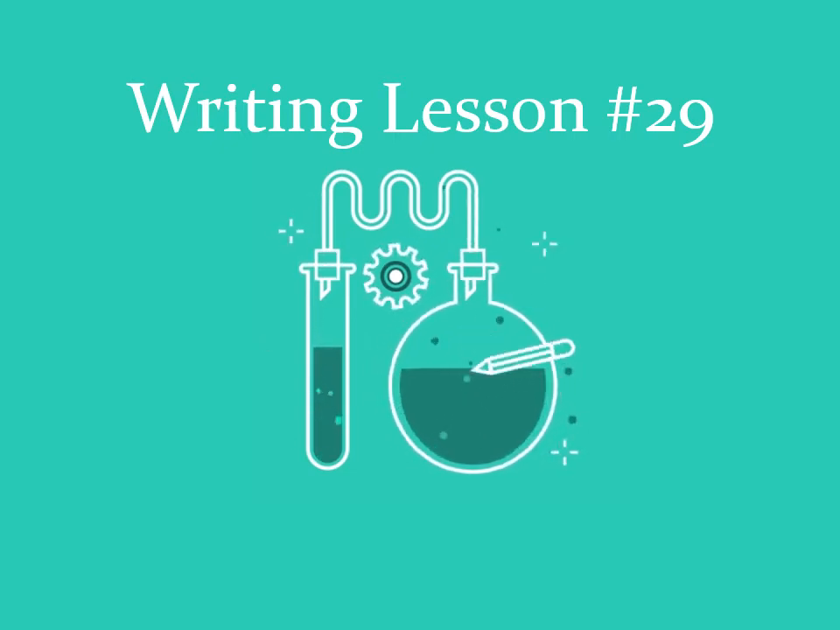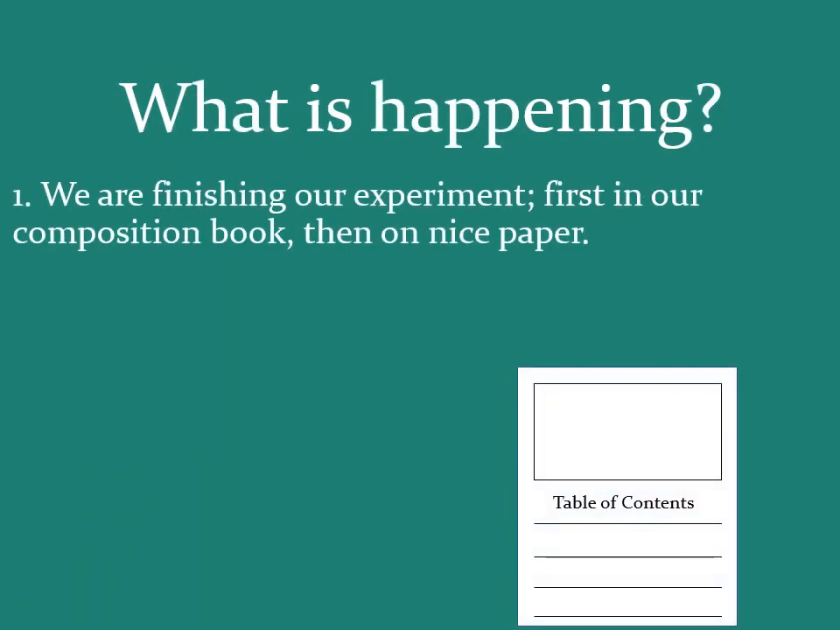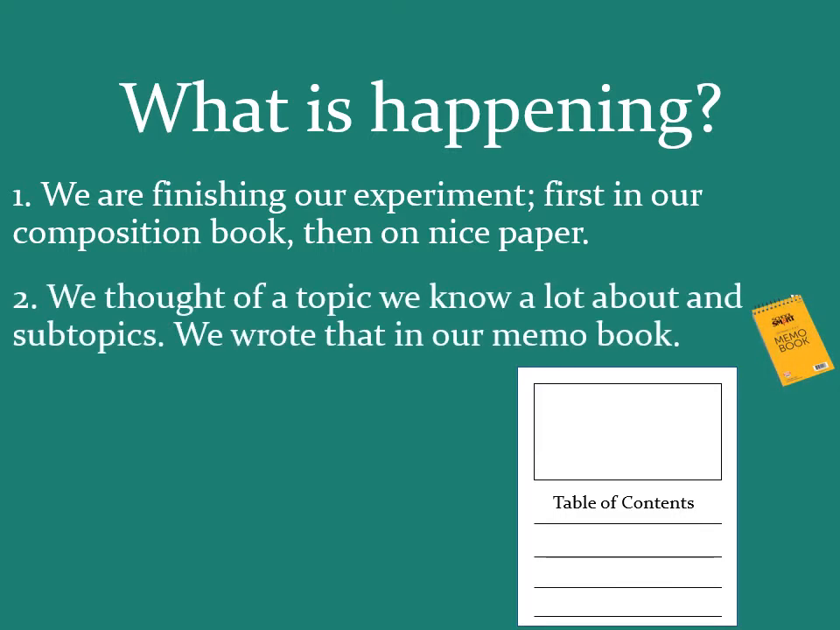This is number 29. Let's see what we've been doing and what we're going to do next. Okay, so let's talk about what's happening. We're finishing our experiment first in our composition book, then on nice paper. Many of you are already finished. Great. And we thought of a topic that we know a lot about and subtopics. We wrote that in our memo book. Then we created a table of contents.